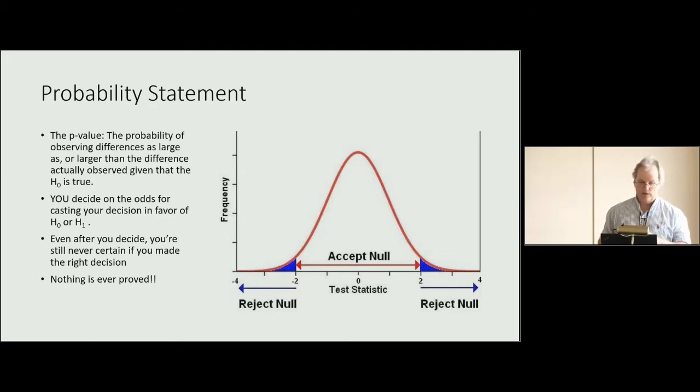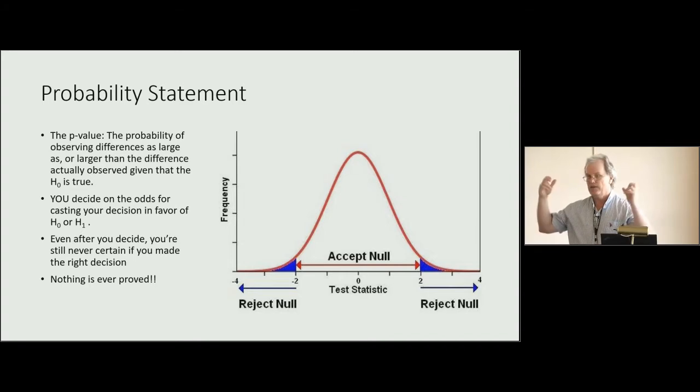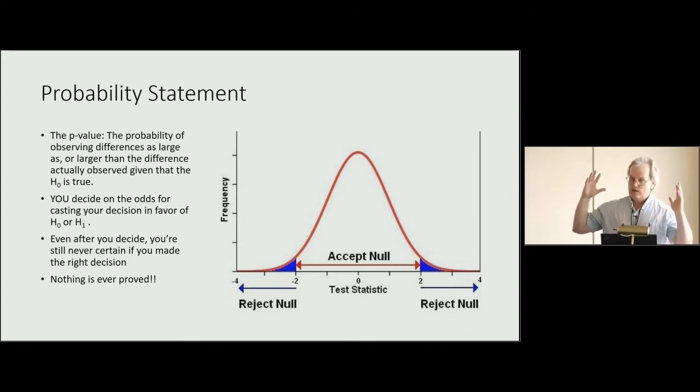You decide on the odds for casting your decision in favor of the null and alternative hypothesis. There is historically this sort of threshold value of alpha equals 0.05. If the p-value is less than 0.05, it's statistically significant. If it's greater than 0.05, it's statistically non-significant. So we want to get away from that. Statisticians want to get away from that sort of dichotomy of yes, no, because there's really no difference between a p-value of 0.049 and a p-value of 0.051.